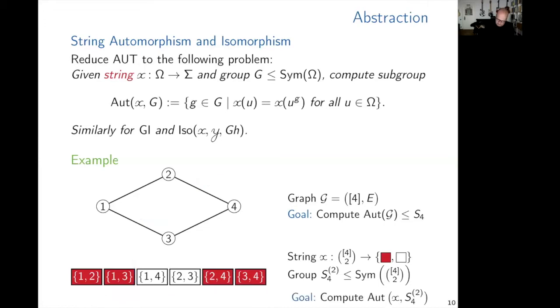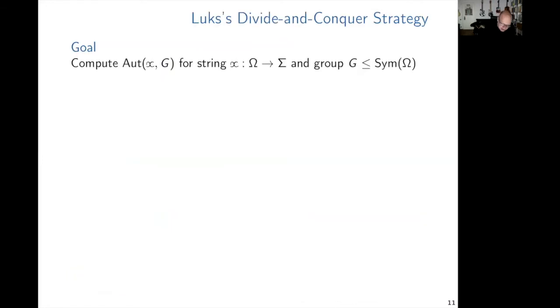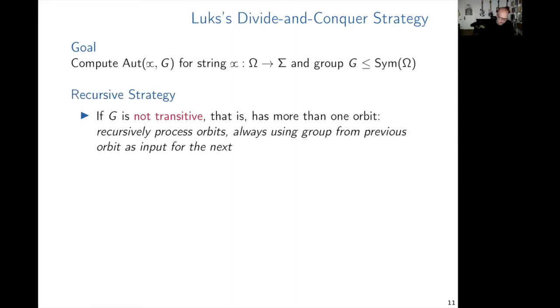Okay, so now let me describe Luks's strategy that he used for his bounded degree algorithm, although on a very high level. So our goal is to compute this automorphism group of a string within some group G. Okay, so we're given a generating set for the group, and we want to find a generating system for the automorphism group. And we can reduce graph automorphism to this problem using the construction I just described. Okay, and the strategy is as follows.